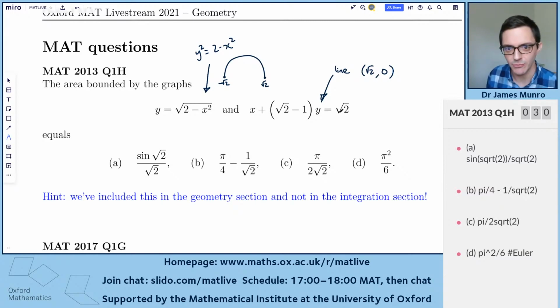Or maybe you just like finding intercepts of things. The other intercept is going to be really tricky to work out. Well, not tricky, but it's going to be something like root 2 divided by root 2 minus 1 or some mess like that. There's another point of intersection.